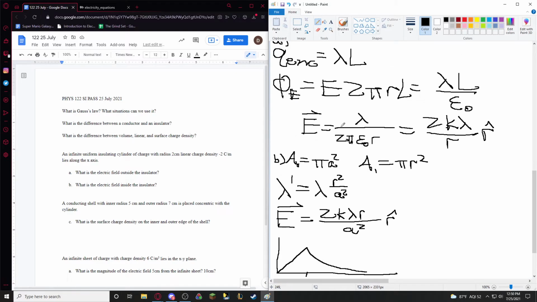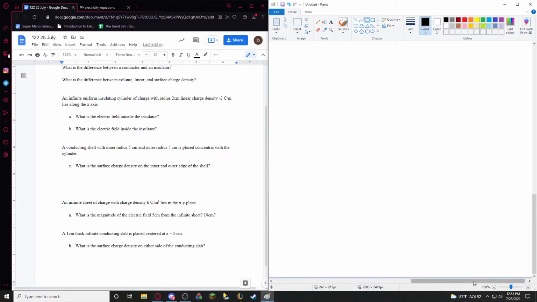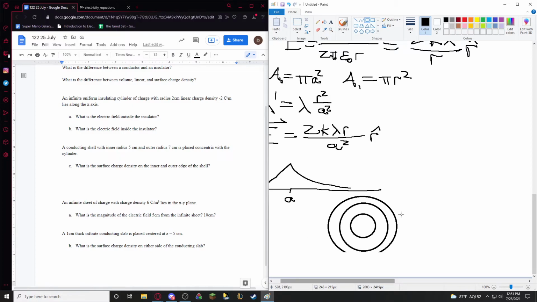So now, let's say we throw a conducting shell, inner radius 5 centimeters, outer radius 7 centimeters, or just B and C, and we're going to place it concentric to our cylinder. So it's going to look something like this. We have our inner insulating cylinder of charge, and we have this outer concentric shell with an inner radius and an outer radius. Let me expand this further down.